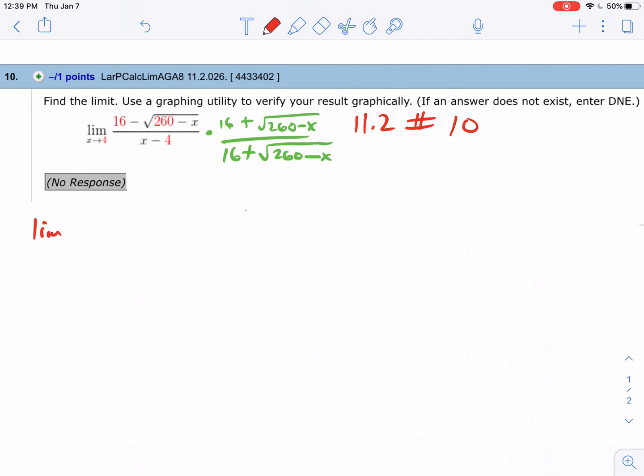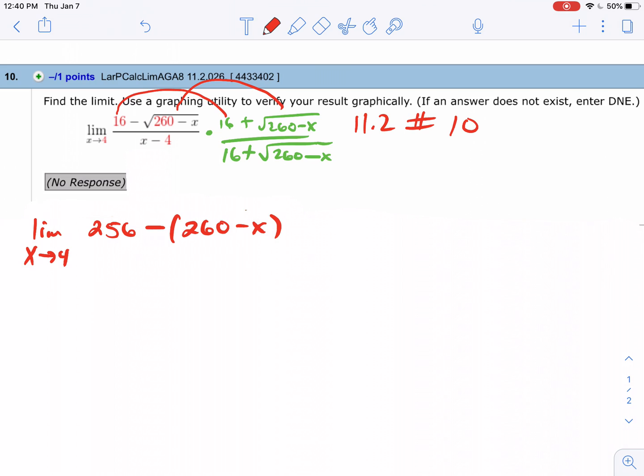So now I have the limit as x approaches 4. 16 times 16 is 256. Remember, when you multiply identical radicals, you just get what's underneath the radical. And then this one was negative and this one is positive. So it's negative. But to make sure both things get the negative, I want to put parentheses around it. So you got to be really careful how you work with that negative sign.